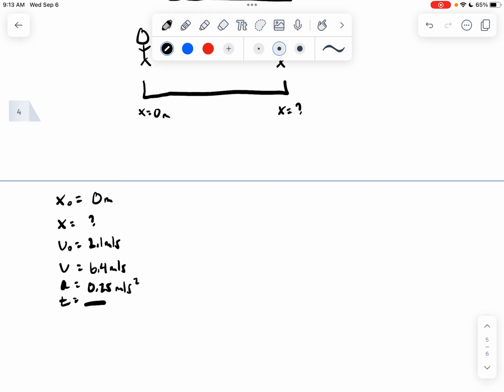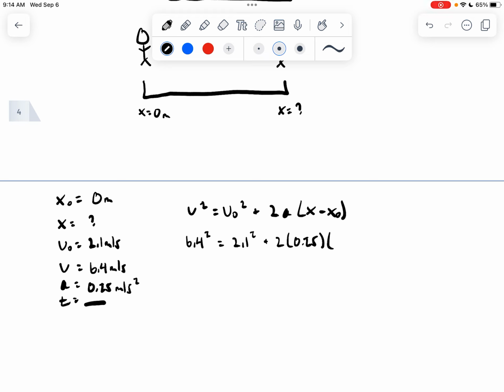So the final equation we want to choose is v squared equals v initial squared plus 2 times acceleration times final position minus initial position. Now plugging in our values, we get 6.4 squared equal to 2.1 squared added to 2 times our acceleration of 0.25 multiplied by our unknown final position x minus our initial starting position of 0.